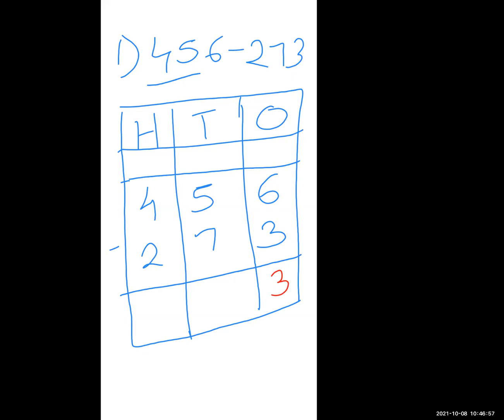In tens place, what numbers are there? 5 minus 7. So 5 minus 7, is it possible? 5 is less than 7. Correct. 5 is less than 7. Will 7 be subtracted from 5? No, it will not. So what do we have to do?